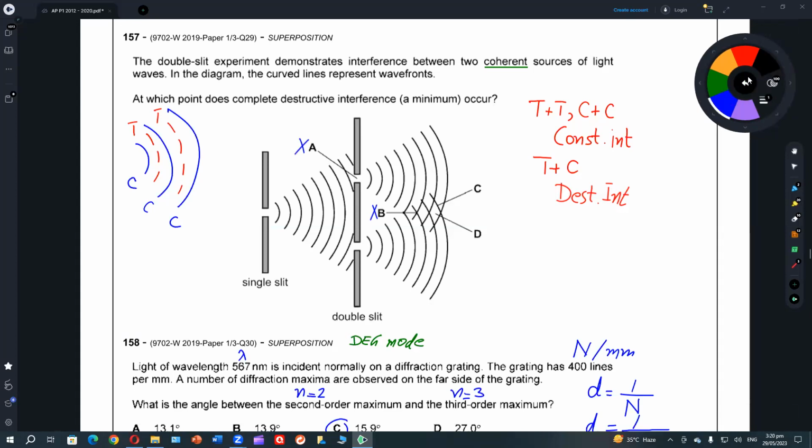The distance is very less, but remember there is a dotted line issue to remember. If I try to, yes, now I think I can draw, but there is so little space. Now you can see where you can find trough plus crest. In C. Yes.